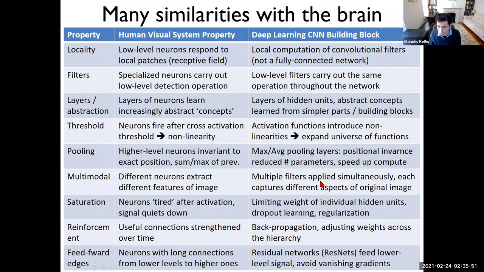And in the convolutional neural network, we're going to do the same thing. Instead of having specialized neurons that compute particular operations, we're now going to have multiple filters that are going to be applied simultaneously, every one of those capturing a different aspect of the original image. Some of them might be recognizing the low-level shading, others the high-resolution pixels and edges, and so on and so forth. We talked about saturation, the fact that some neurons get tired after activation and the signal quiets down.